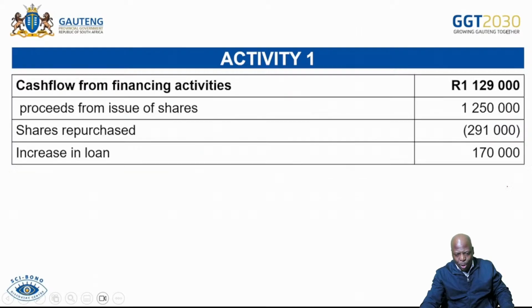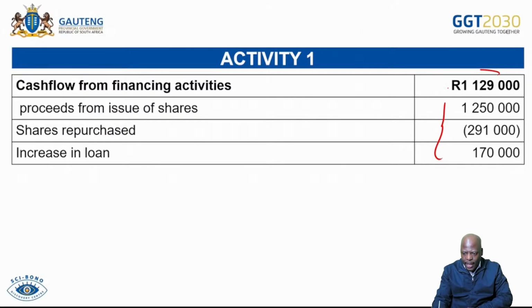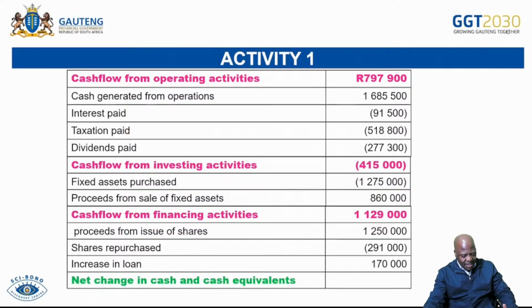And then we can conclude where we use our calculator. It is your 1,250,000, which is from the issue of shares. Then you subtract 291,000, remember, on the repurchase of shares. And then you add your 170,000, which is the increase in loan. And then we end up with 1,129,000. That is how we get this figure here, 1,129,000.